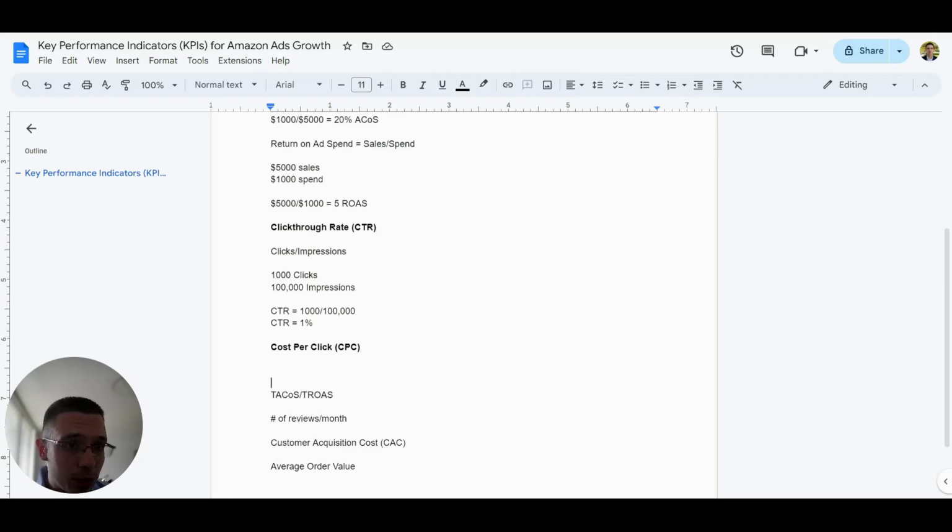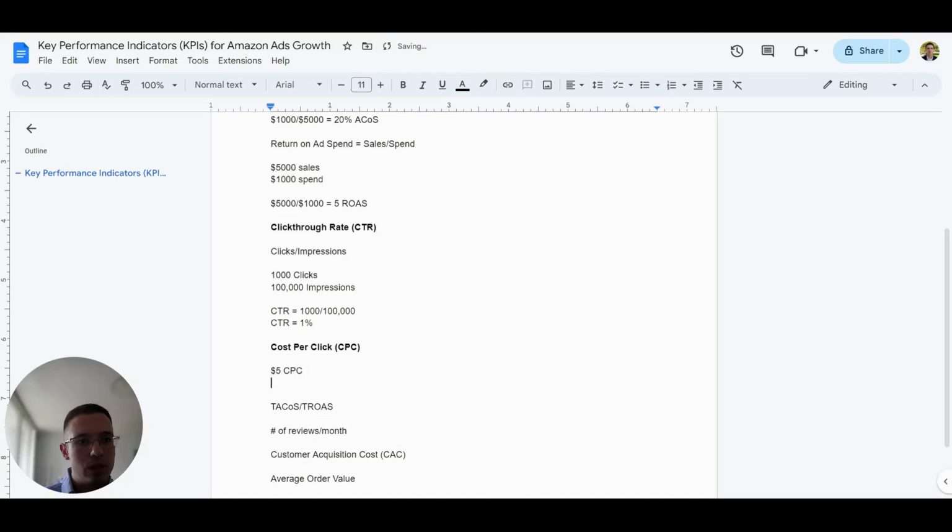You have a $5 cost per click and a $25 product. So let's say $5 CPC, your product is $25. In order to get a one ROAS, you would need to have a 1 in 5 conversion rate. Because, let's say you get 5 clicks, 5 times 5 equals 25. And there you go, you've got a one ROAS.